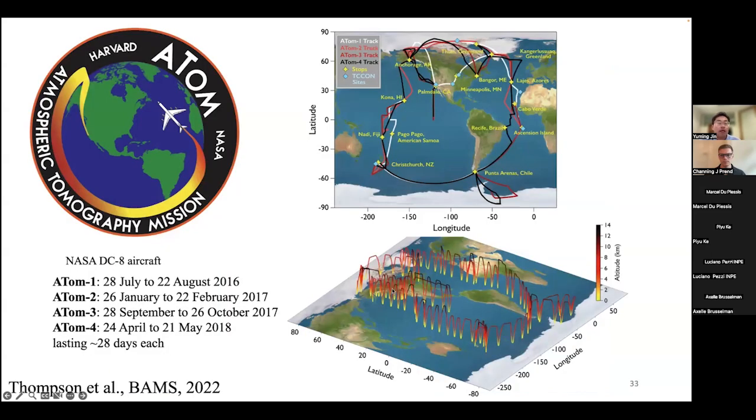The third airborne campaign is called ATom. During 2016 to 2018, ATom had 4 campaigns. Unlike HIPPO, ATom has a Pacific transect and also an Atlantic transect. It has similar vertical coverage as HIPPO and ORCAS, but it has more tracer observations.